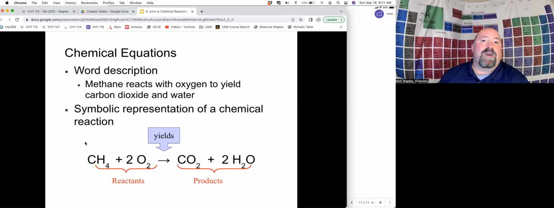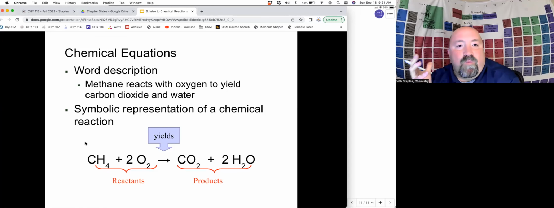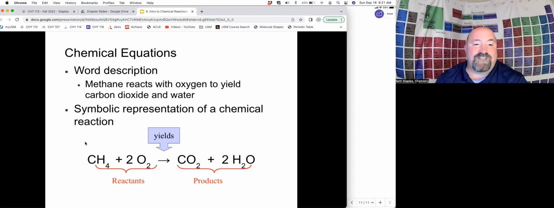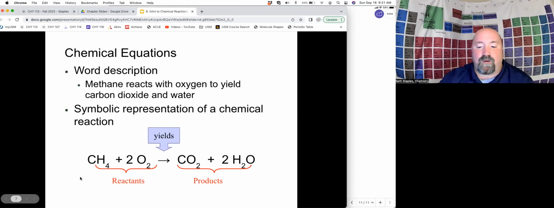And so, chemical equations. When a chemical change happens, or actually even when a physical change happens, we can express that by way of a chemical equation of some sort, which shows us what's going on. We could have just a word description. For instance, I could tell you methane is going to react with oxygen, which will yield carbon dioxide and water. So I can just verbally say that is what happens, and that is one way that I could define or express the reaction.